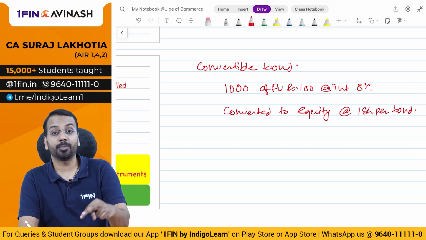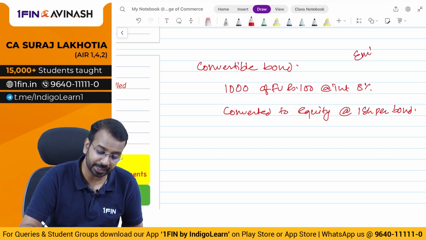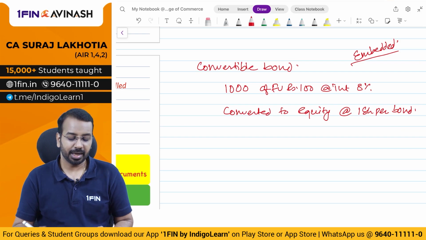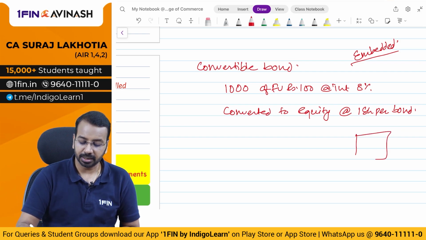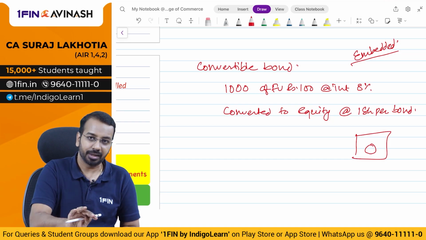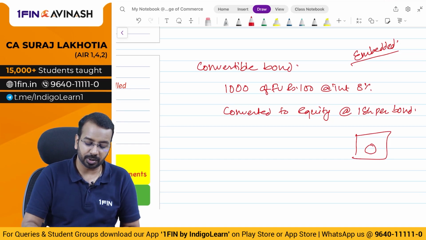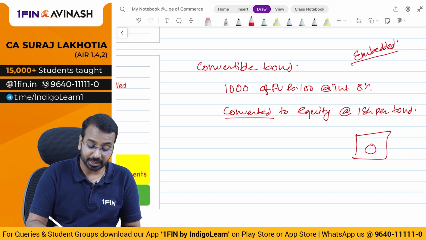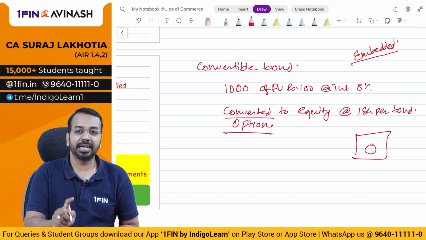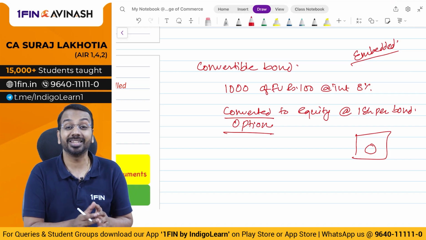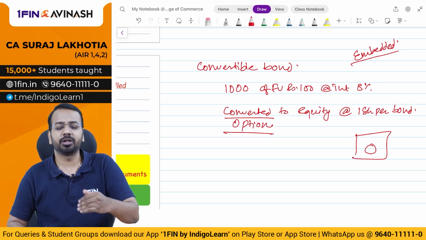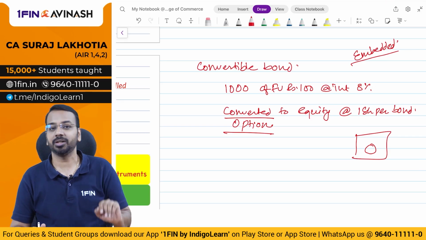So here there are two components. This is also called an embedded feature or embedded derivative. Embedded means there is a main contract, and there is another small contract attached to the main contract, that is called embedded. So here there is an embedded derivative because this can be converted. There is a conversion option. Whenever we have a convertible option, it takes the nature of a derivative. But that's a slightly in-depth discussion. We don't need to worry so much about it from our examination perspective.